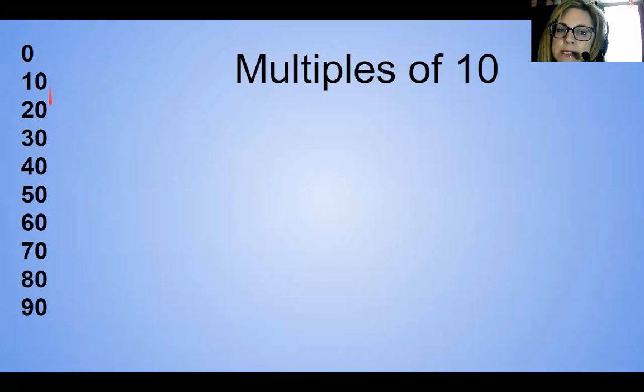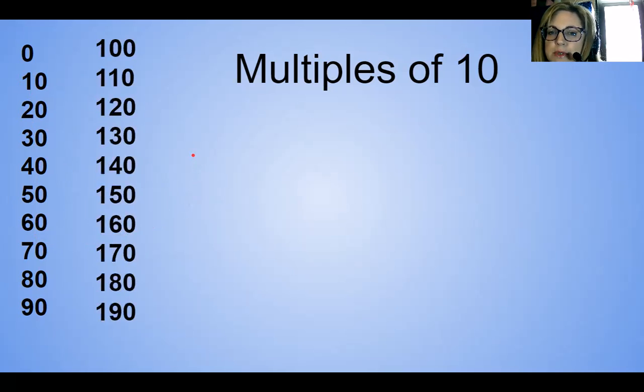Multiples of 10 always end in a 0 in the ones place. And we have 0, 10, 20, 30, 40, 50, 60, 70, 80, 90. Remember we said that 10 is a multiple of 10 because 1 times 10 is 10. And then 20 is a multiple, it's the answer to 2 times 10. 30 is a multiple of 10, it's 3 times 10. 40 is 4 times 10. 50 is 5 times 10. 60 is 6 times 10. 70 is 7 times 10.